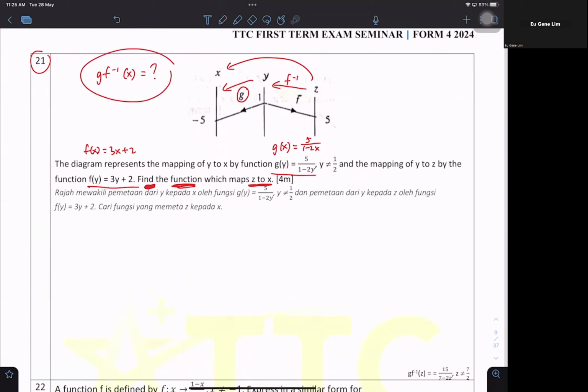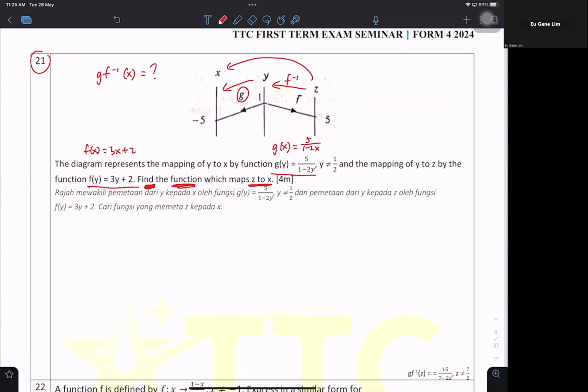Understand? The first part that you go, put on the right hand side. The second part put on the left hand side. Because when we calculate, we always start from the right hand side, right? So that's why the first part you always put on the right hand side. Understand? So this is the function we need to find.